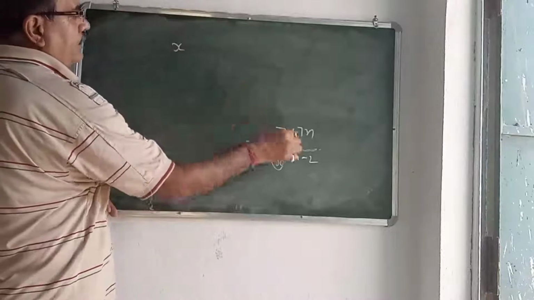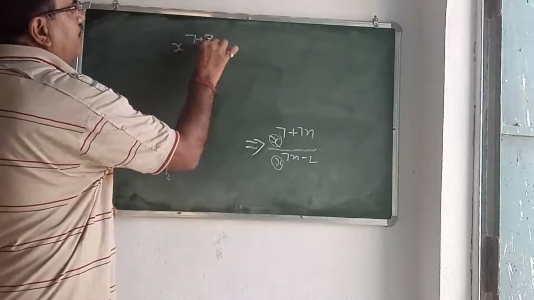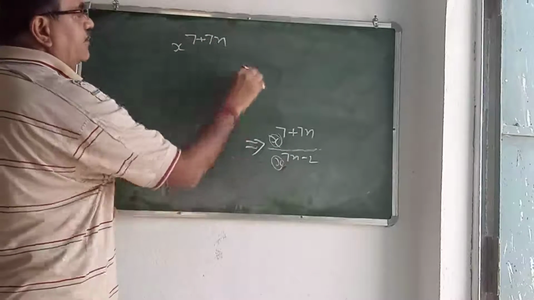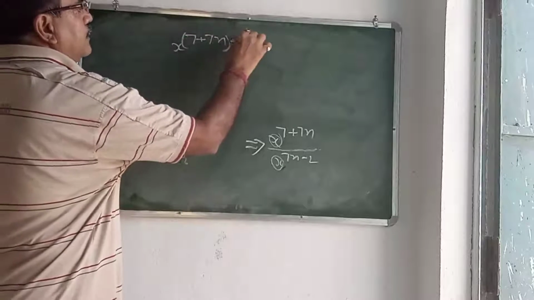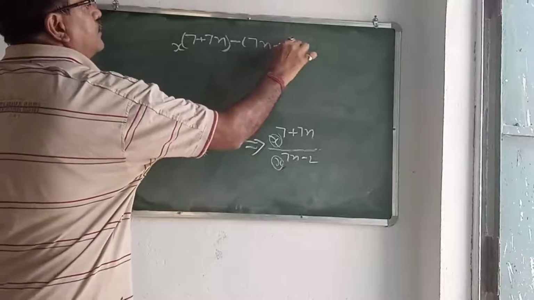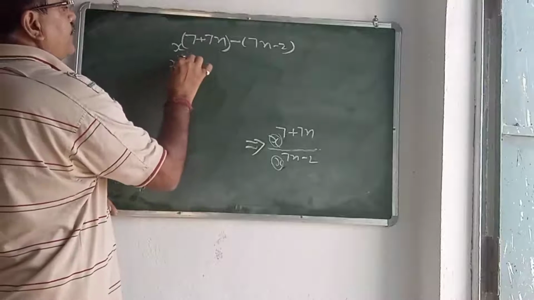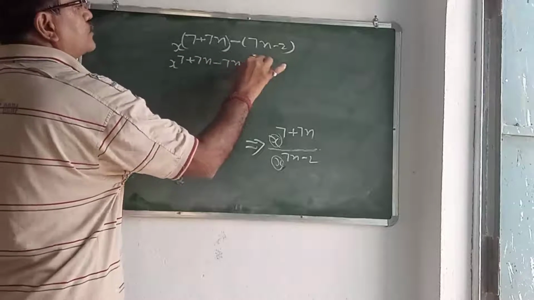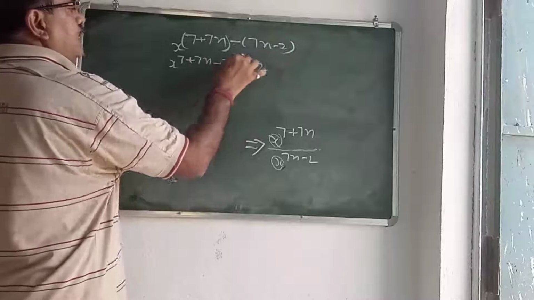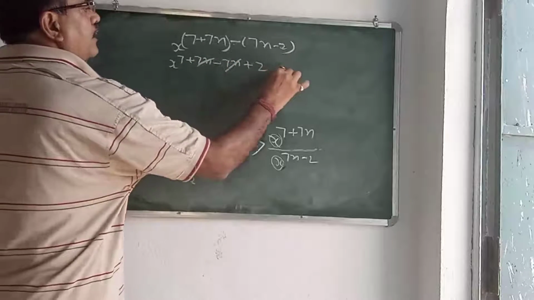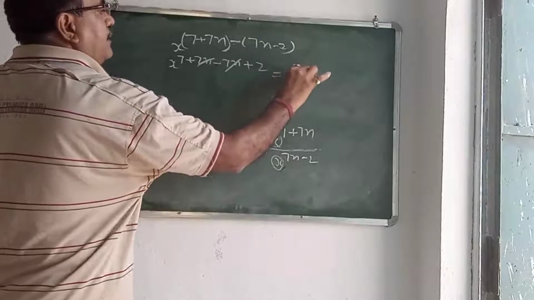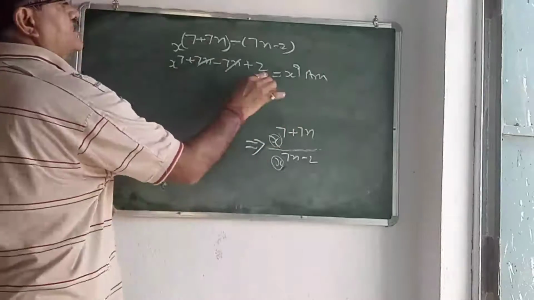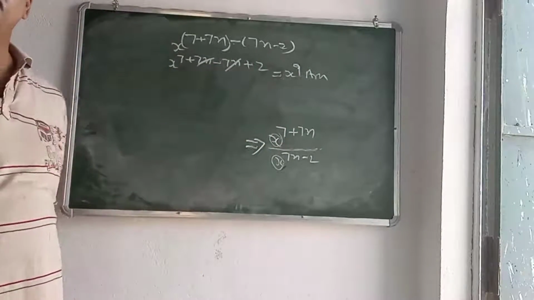So x to the power 7 plus 7n. When subtracted, this will be subtracted: minus 7n minus 2. So x 7 plus 7n minus 7n plus, minus minus plus 2. This 7 will be cancelled. What is the answer? X to the power 9 is the answer. 7 plus 2, 9 is the answer.